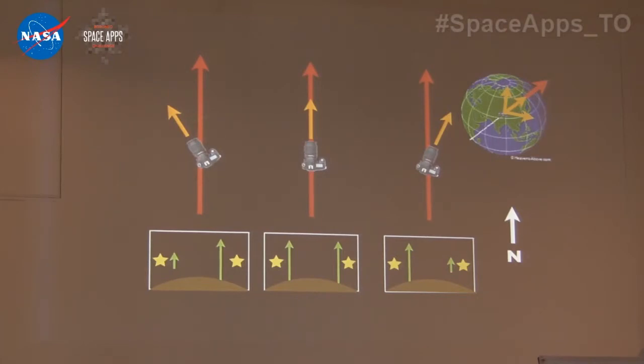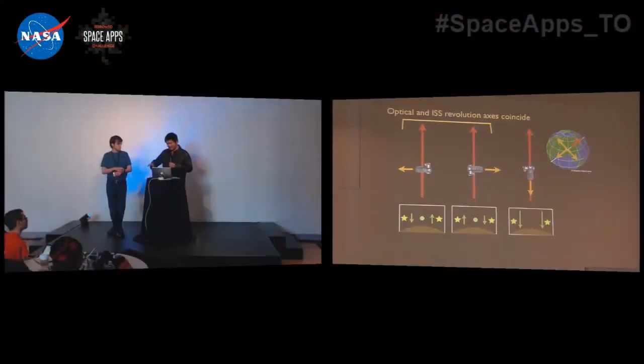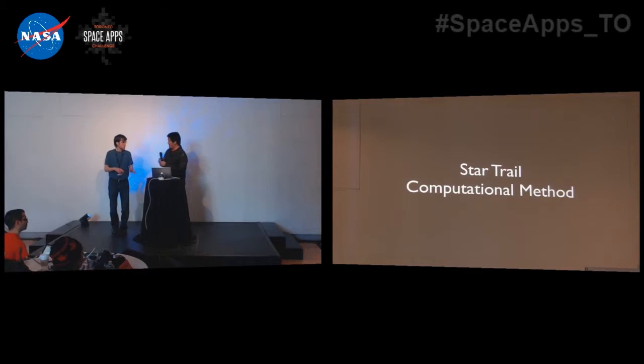So depending on the orientation of your camera, which is shown by the orange arrows, and relative to the velocity of the ISS shown by the red arrows, you see that there's a difference in the relative velocities of the stars on either side of the image. So as you tilt the camera towards 90 degrees, you see that in fact the stars rotate around the effective ISS revolution axis. But I'll hand off the mic.